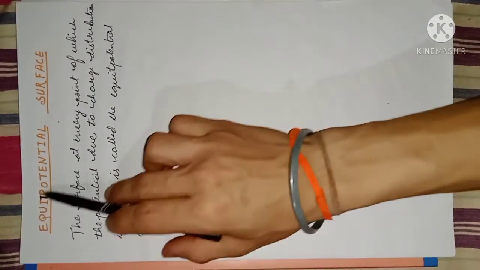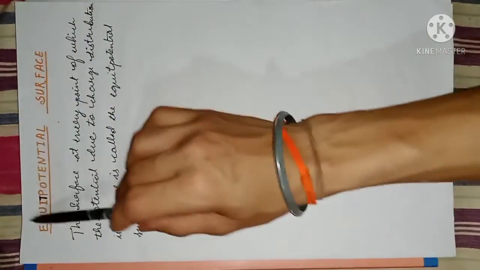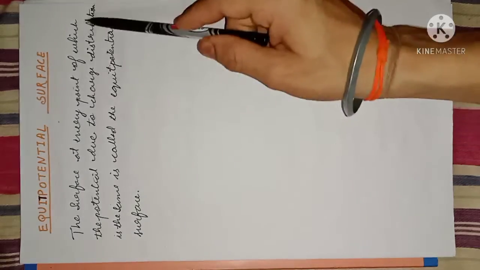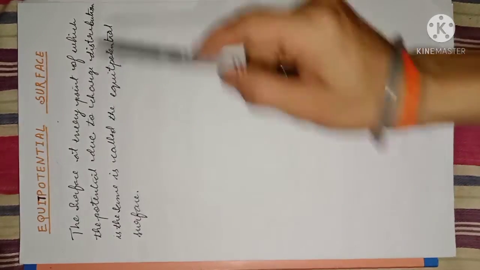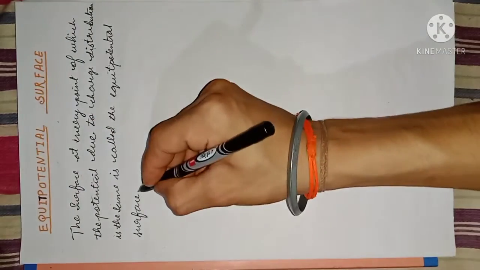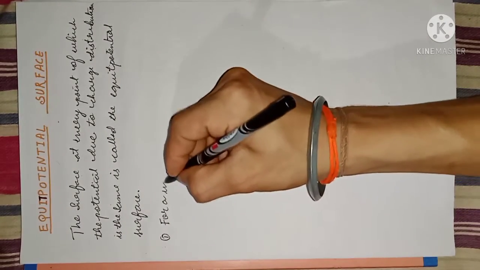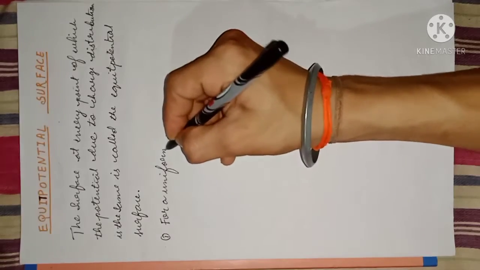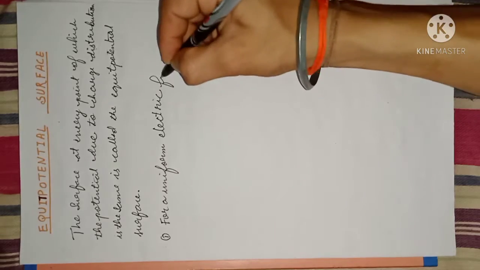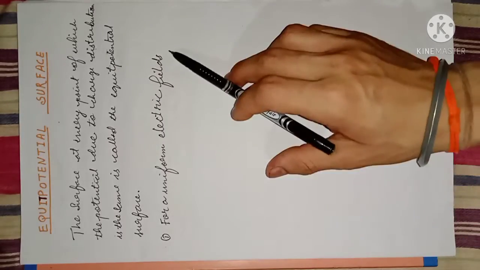Since equipotential means, as we already know, the surface which has equal potential, we can define it clearly: the surface at every point of which the potential due to charge distribution is the same is called the equipotential surface. For example, you can take the example of a uniform electric field. This is the example of equipotential surface for a uniform electric field.